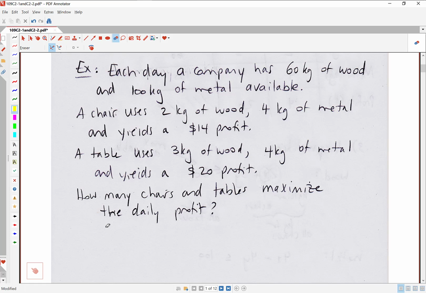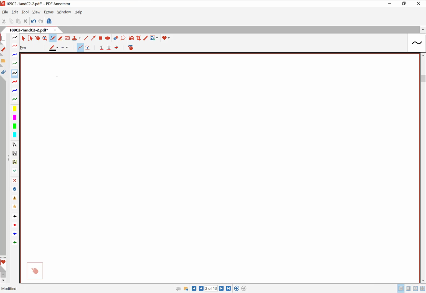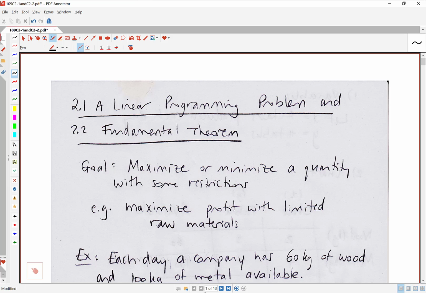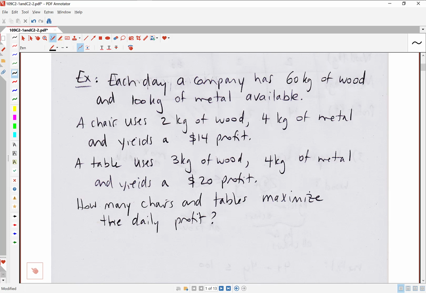So we're going to go through an 8-step process for solving this kind of problem. Most of the steps will be quite short, and everything will build on the topics that we've seen before. So step 1 is going to be called variables. You can usually figure out what your variables are just by looking at the end of the problem. The question was, how many chairs and tables maximize the daily profit? So our variables are going to be the number of chairs and the number of tables.